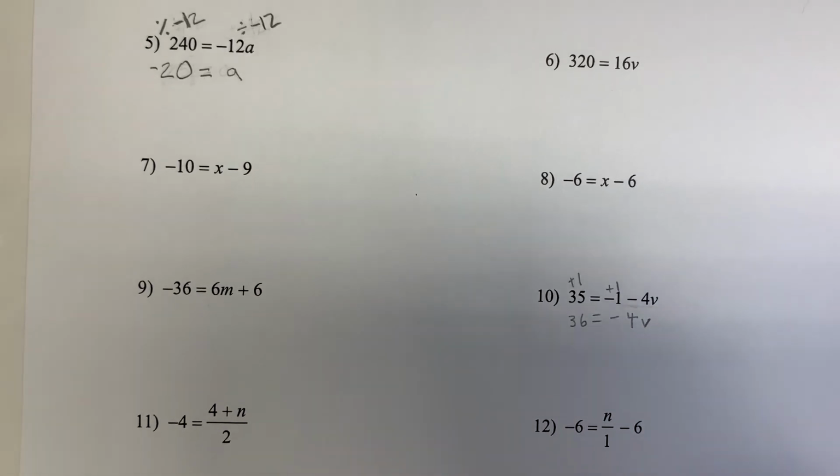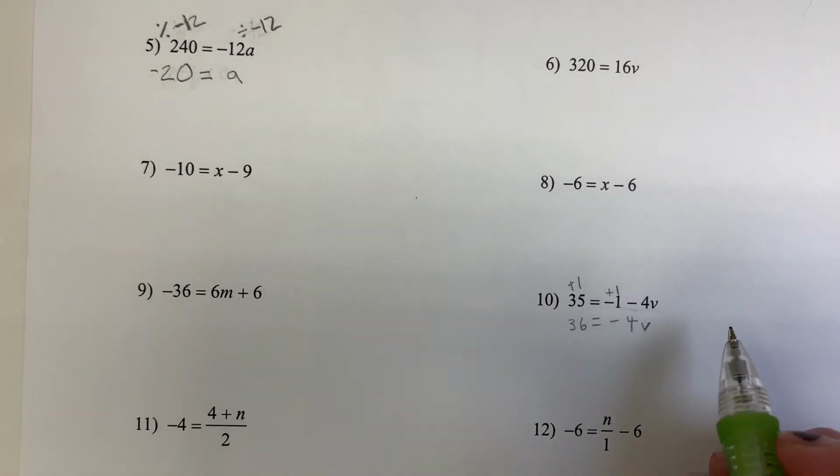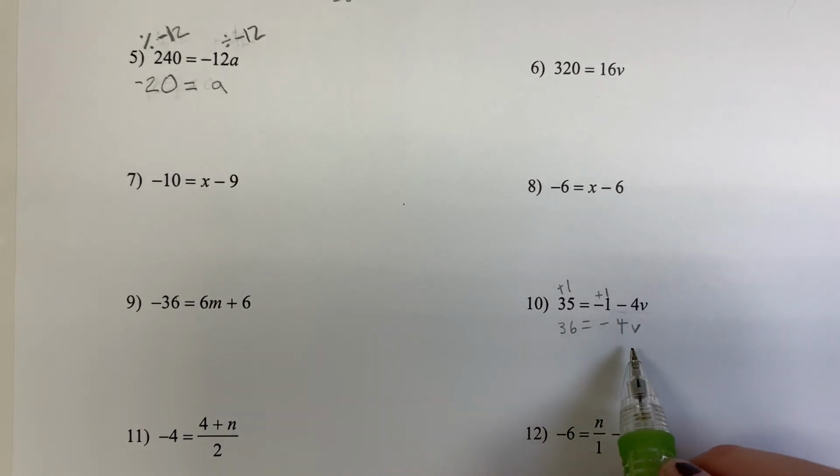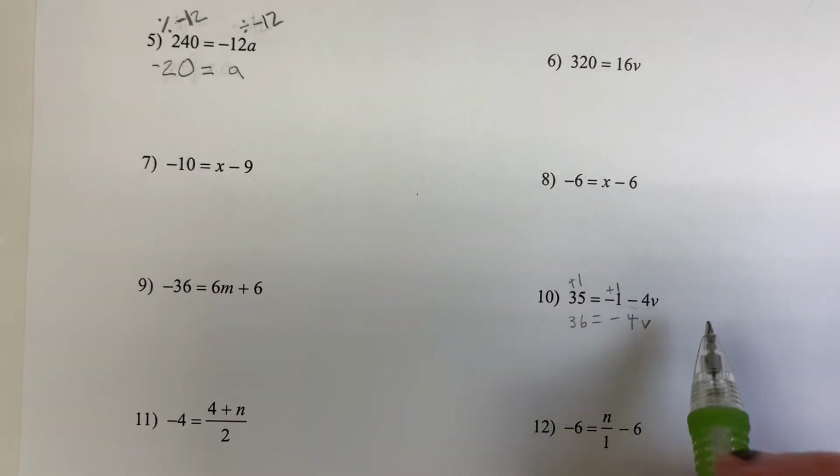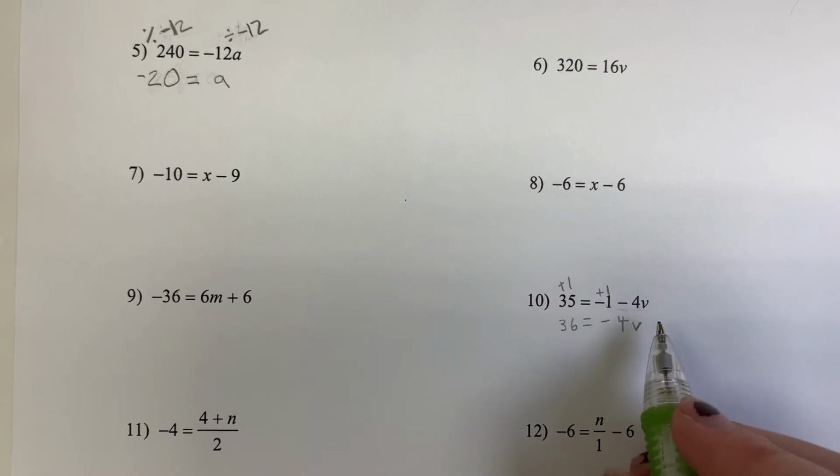Now I can try to isolate it. Yeah, how? I want to see only V. I don't want to see that negative 4 in front. Do we go positive 4 or do we divide by 4? What do you think? I think divide. Yeah, divide by negative 4.